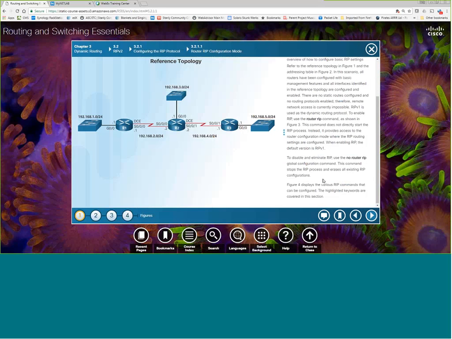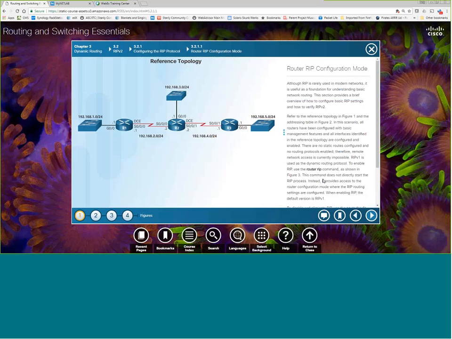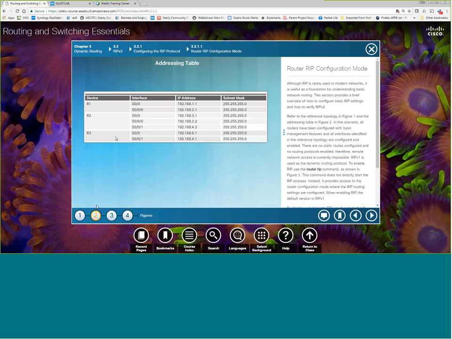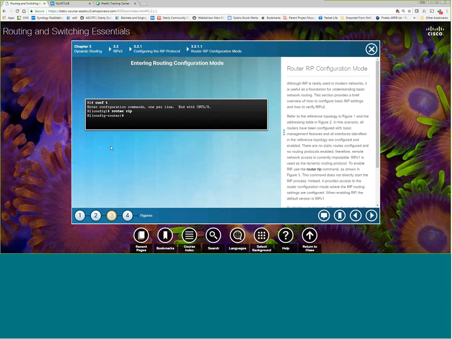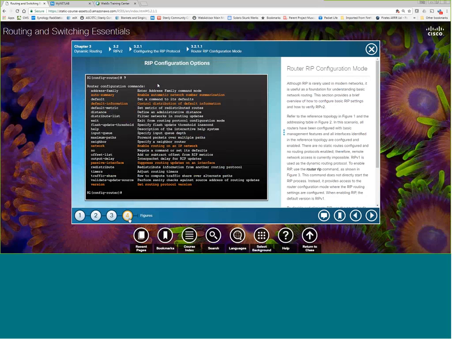So, how do I configure RIP? It's extremely easy. What you're going to do is on the router, you're going to go into global config. You're going to do router RIP. Then you're going to put in network statements for each one of the networks that are on the directly connected interfaces. So, router RIP, we're now in config router mode, which is the routing protocol configuration mode. You then add in the network statements.